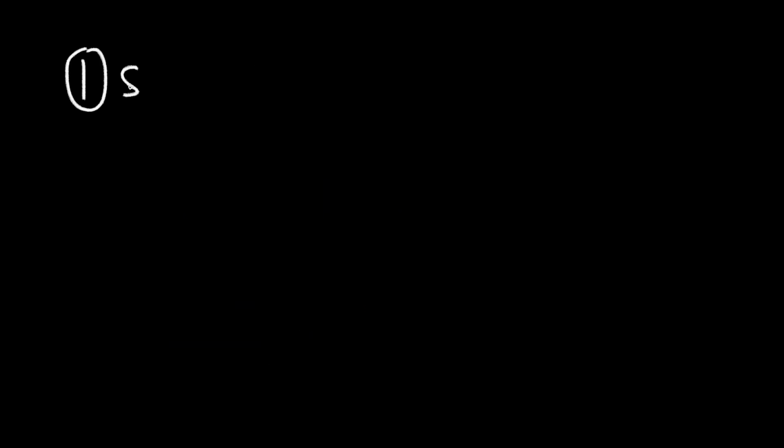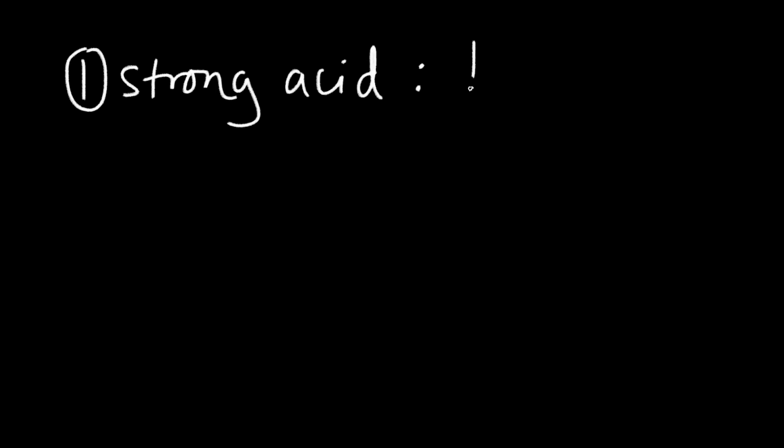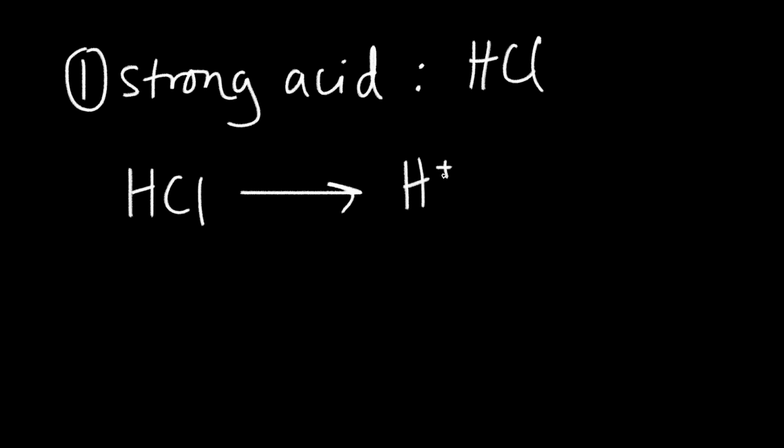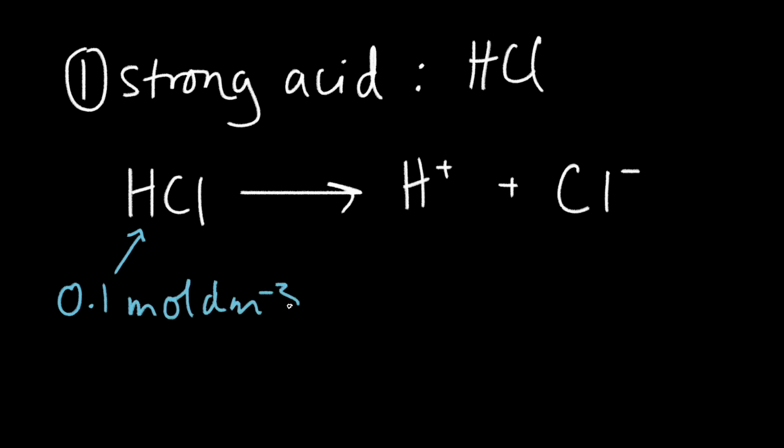If you were to have a strong acid, for example HCl, then the method for working out the pH of the acid is quite straightforward. All of the acid is going to be dissociated into H+ and Cl-. So if, let's say, we have an initial concentration of HCl of 0.1 moles per decimeter cubed, then all of that is dissociated, so our concentration of H+ ions is also going to be 0.1 moles per decimeter cubed.